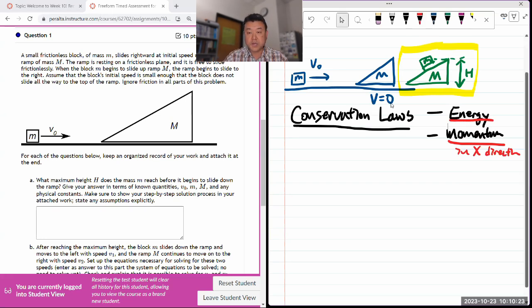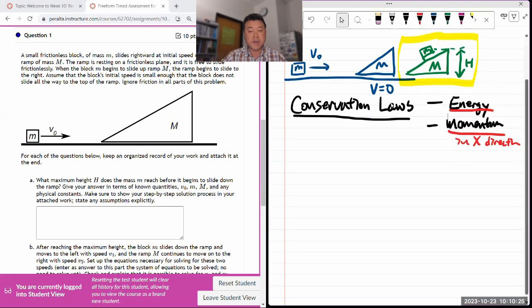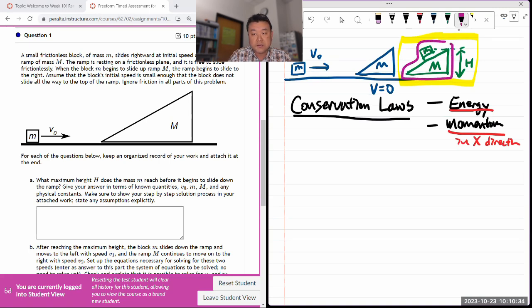So as you think through this scenario that's given in part A, the key insight that will allow you to answer this question is this: when this mass m is at the highest height, it's neither sliding up nor down. So at that moment, momentarily, these two things are moving at the same speed. That allows you to set up the momentum conservation equation in a relatively simple way. So let me set that up.